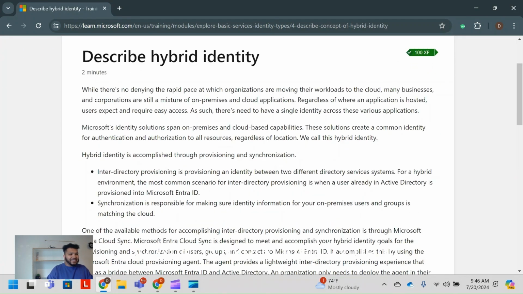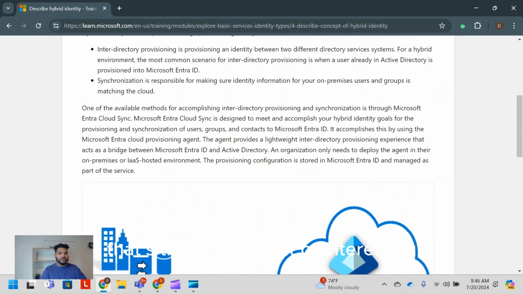So what is hybrid identity? We've had a rapid pace of moving to the cloud, but there are many organizations that still rely on on-premises. It's accomplished through provisioning and synchronization. Entra directory provisioning is provisioning between two different directory services for a hybrid environment. The most common scenario in the world still today is Active Directory being provisioned into Entra ID. Synchronization is responsible for making sure identity information for your on-premises users and groups is matching in the cloud. That's the whole point of Entra Sync.